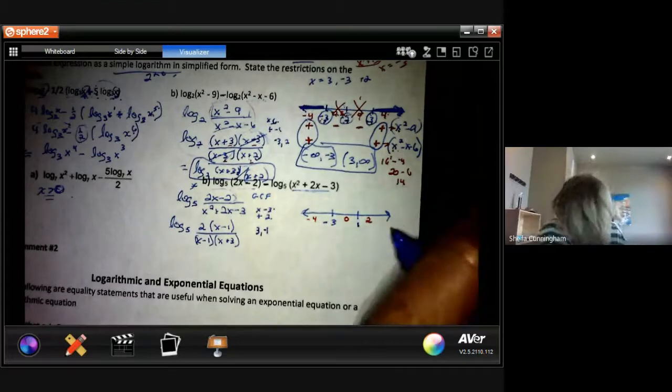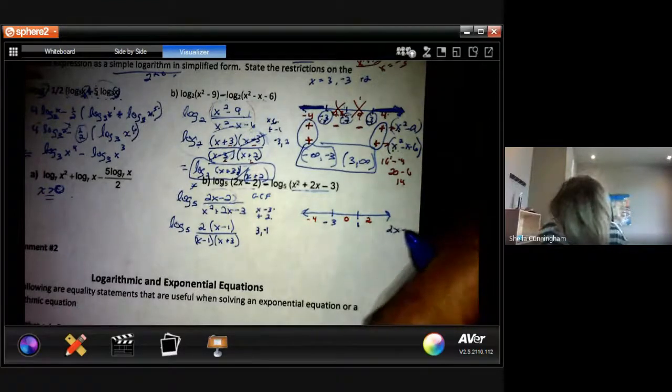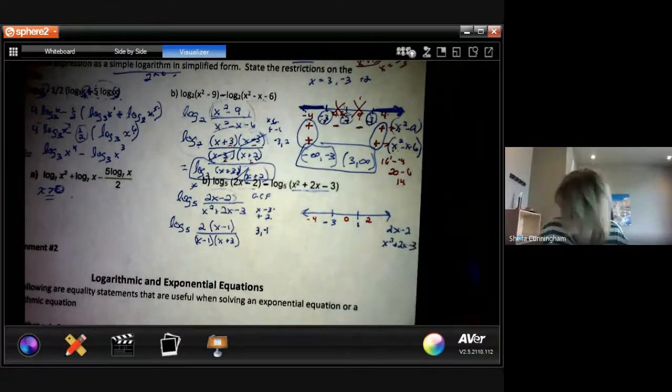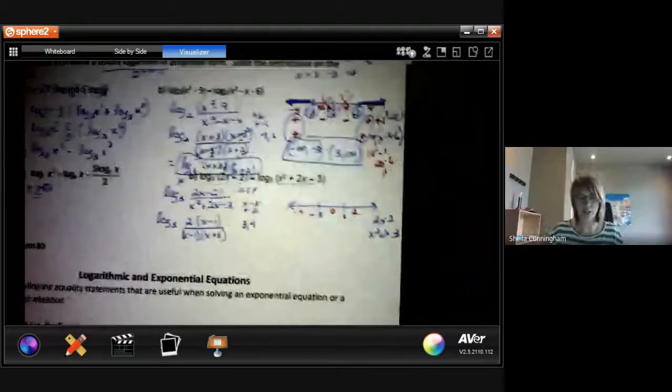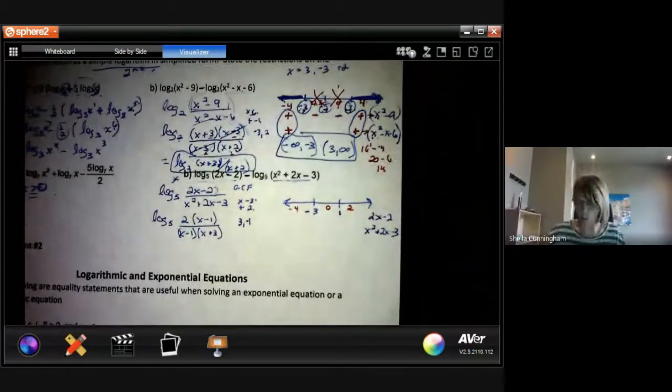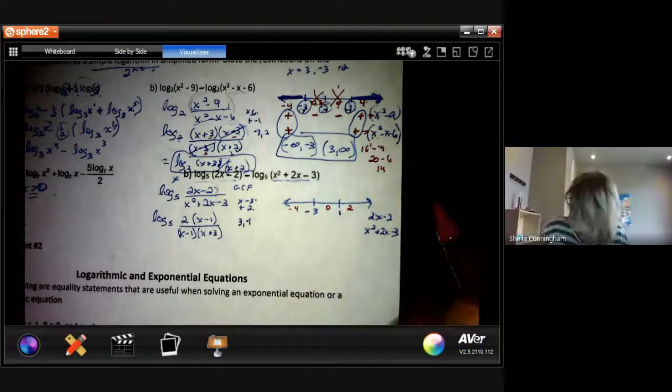So again, I've got that 2x minus 2 in my numerator, and I have that x squared plus 2x minus 3 in my denominator. So I have to test point this again, right? I've got to go through and figure out which one is where they're positive, and they both have to be positive in order for it to work. So does that seem okay? Kylie, how do you feel about that?